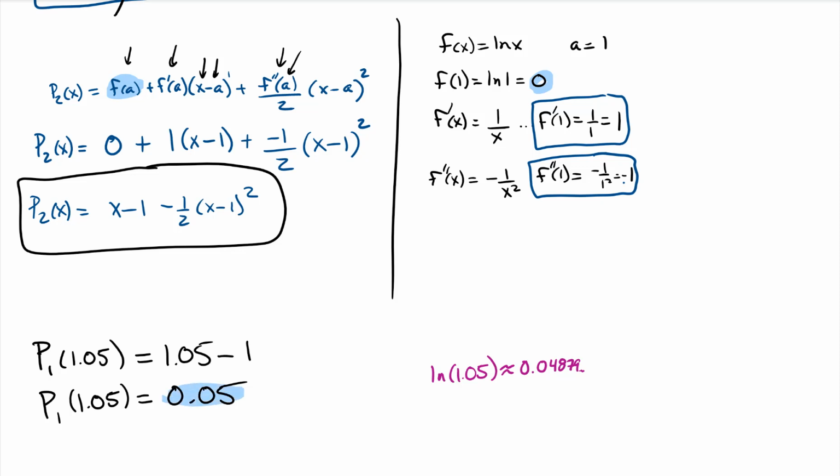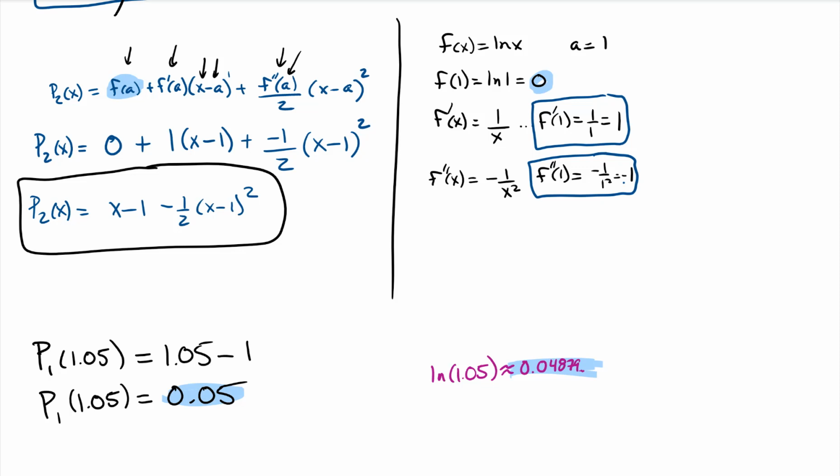Dude, that's a pretty good approximation. If we were rounding to two decimal places, it'd be the same thing. That's a great approximation when we're near 1. It's not a very good approximation if you get far away from 1. But it's pretty good here.